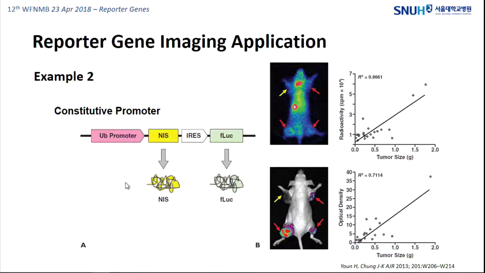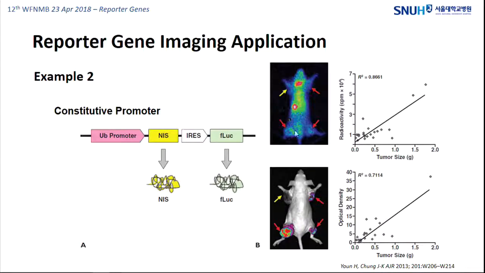And also, the second example is the dual reporter system conjugated with the constitutive promoter. As we mentioned before, a constitutive promoter can visualize the number of cells or localization and trafficking, and that kind of thing we can do with this promoter. And in this case, we used a nuclear medicine reporter and an optical reporter, so we can visualize with dual modality.